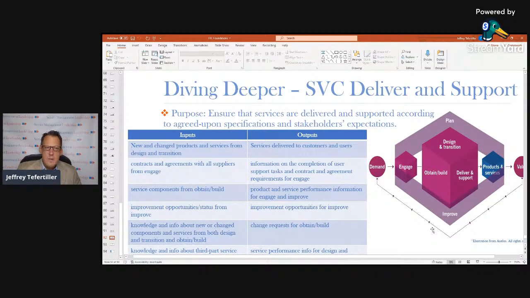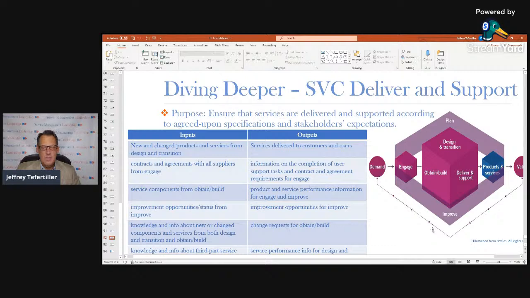Let's look at deliver and support. Purpose is to ensure that services are delivered and supported according to agreed upon specifications and stakeholder expectations. We see stakeholder expectations. We know that Engage has to be involved. So let's look at that definition just a little bit deeper. We, in this activity, are ensuring that services and products are delivered and supported according to specifications from Engage. That seems pretty straightforward, right?